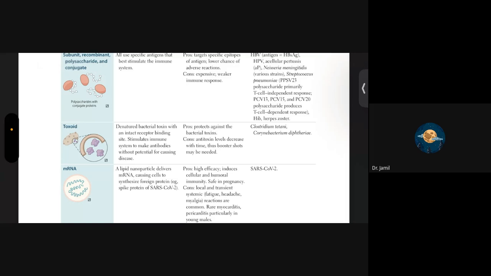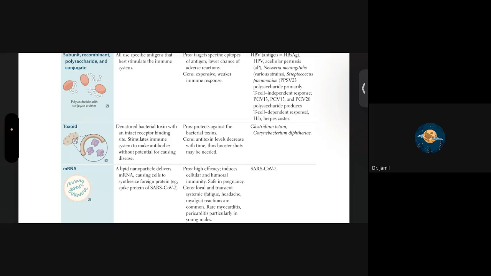Sometimes some bacteria make toxins, and we can train our body with those toxins, right? Because the concept of vaccination is training your body, right? For example, Clostridium tetani. It makes the tetanus spasm, something like that, if you guys remember, right?